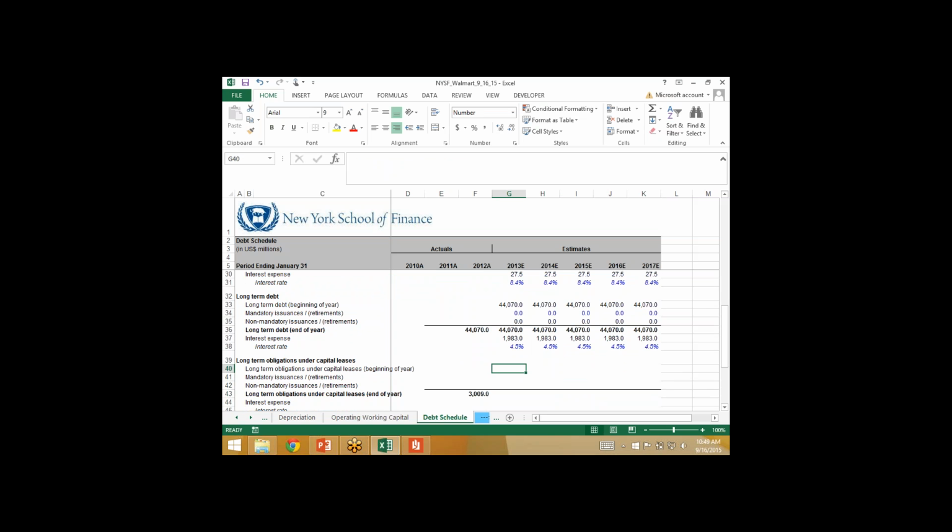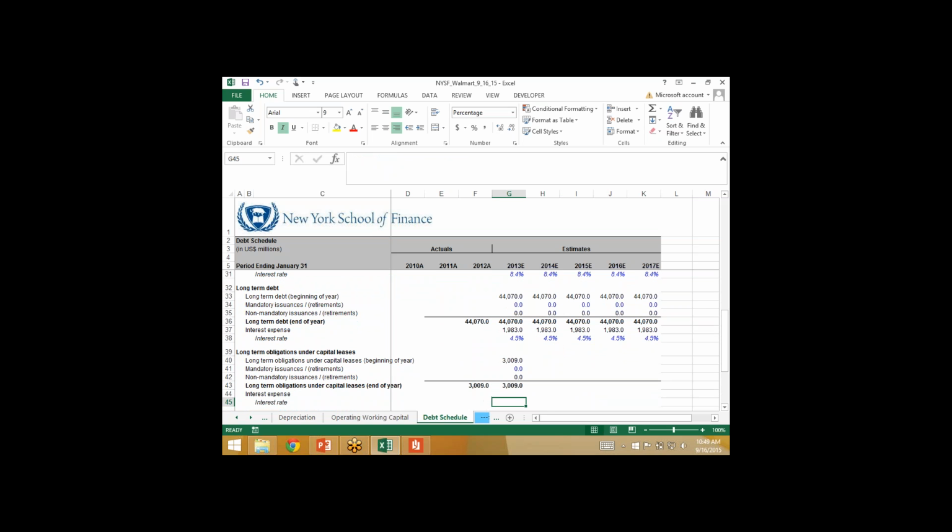Okay, then we have to do capital leases. Capital leases, beginning of the year equals end of the year from the year before. Zero everything out, add everything up. What do we use for the rate? We actually calculated that in the capital leases above. We did a blended rate of the long term and the short term.